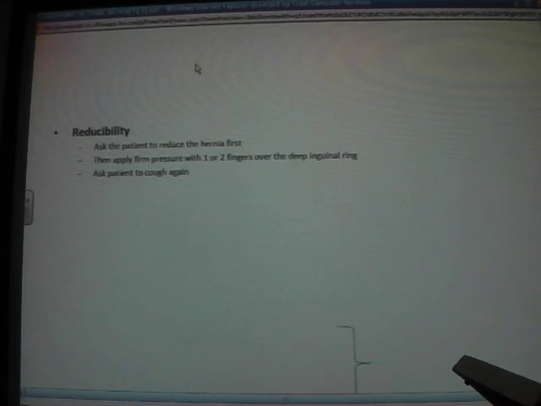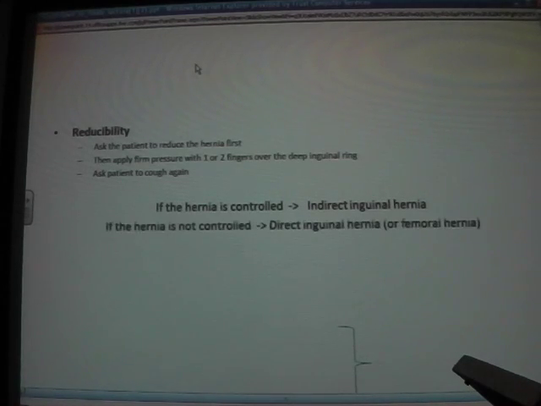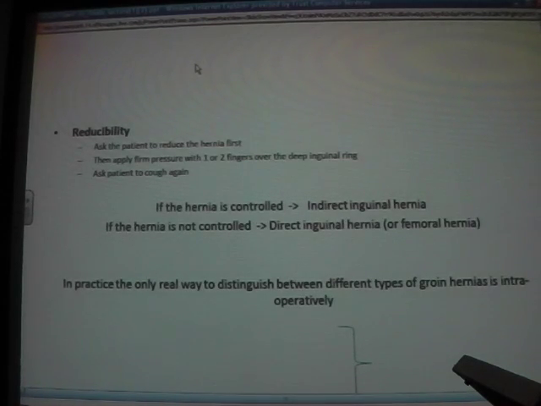Or a femoral hernia. Yeah? If it doesn't come out, it's an indirect hernia. Okay? It's quite difficult to do sometimes. So operation is the only way to actually tell between the different types of hernias.